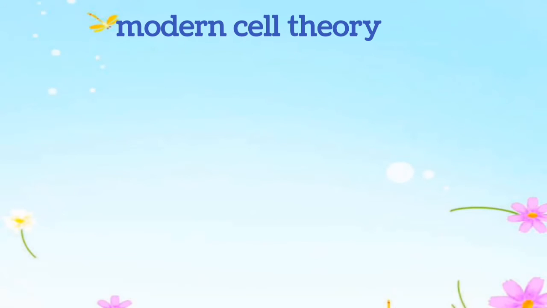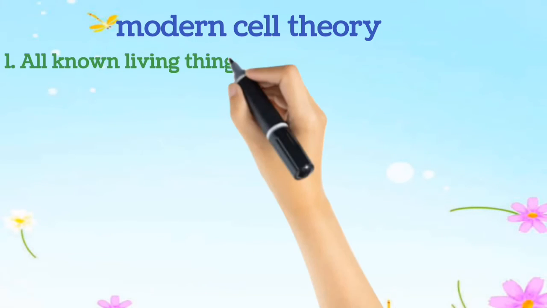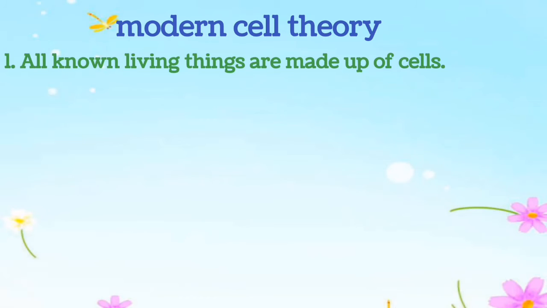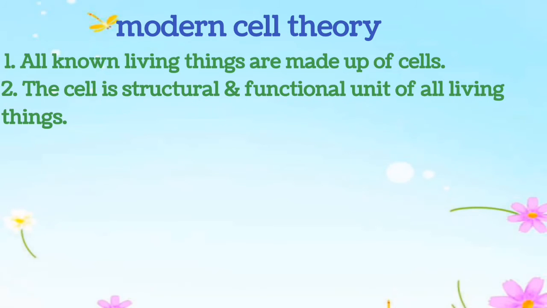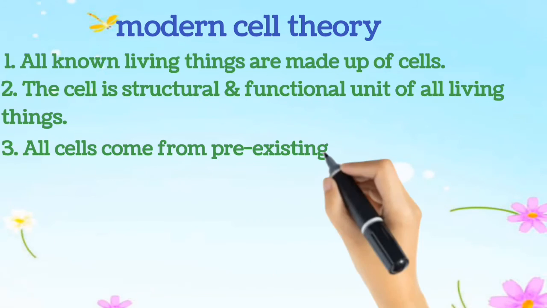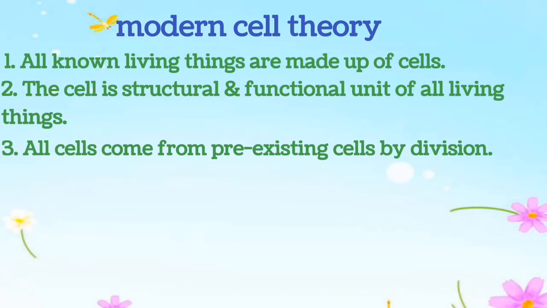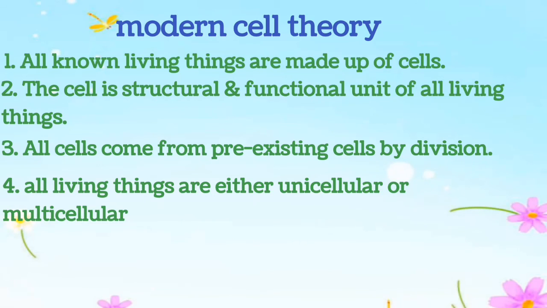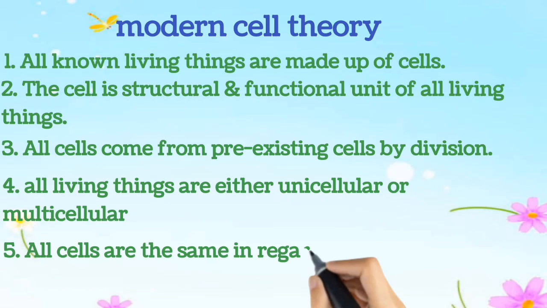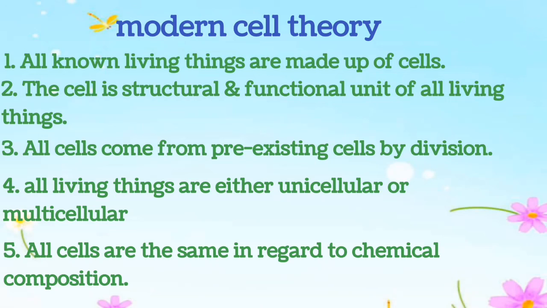Scientists, biologists, researchers, and scholars, though still using the fundamental tenets of cell theory, conclude the following on the modern interpretation of cell theory. The modern cell theory is as follows. 1. All living things are made up of cells. 2. The cell is the structural and functional unit of all living things. 3. All cells come from pre-existing cells by division.